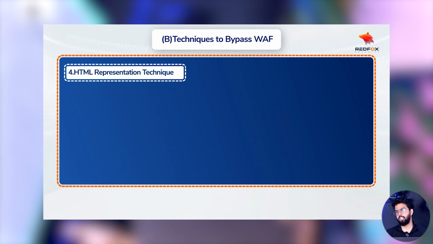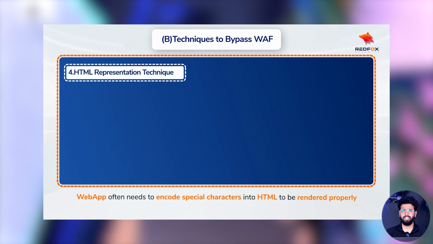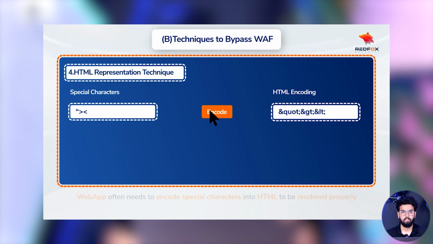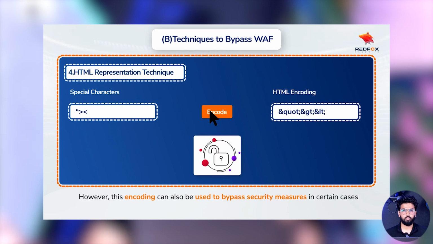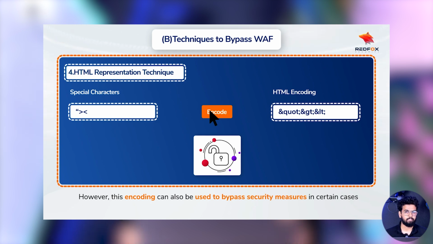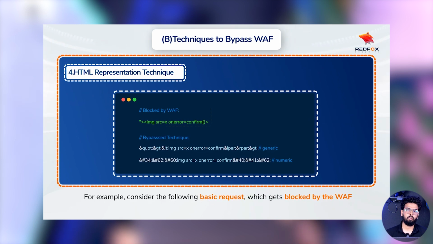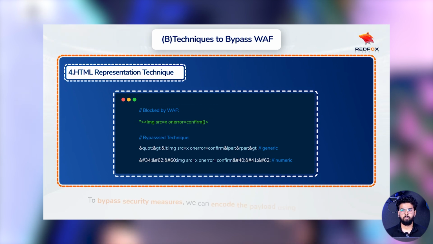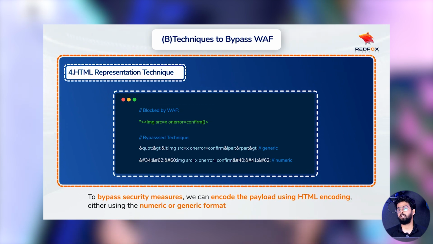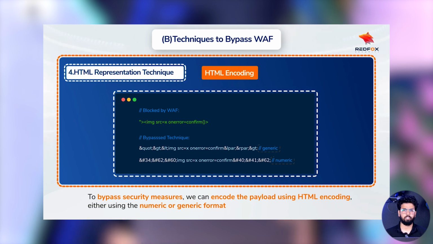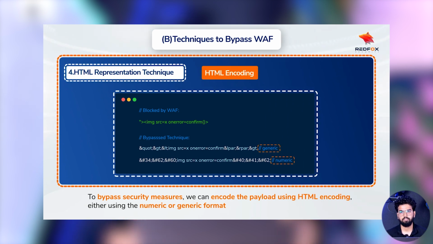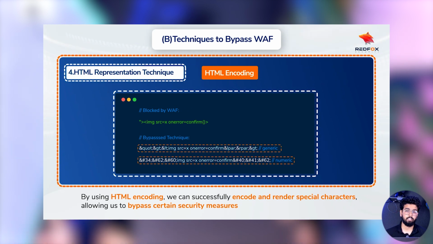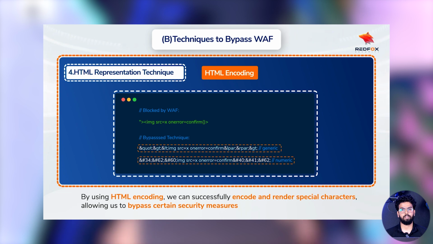Fourth is HTML representation technique. Web apps often need to encode special characters into HTML to be rendered properly. However, this encoding can be used to bypass security measures in certain cases. For example, consider the following basic request which gets blocked by the WAF. To bypass security measures, we can encode the payload using HTML encoding, either using the numeric or the generic format. By using HTML encoding, we can successfully encode and enter special characters, allowing us to bypass certain security measures.